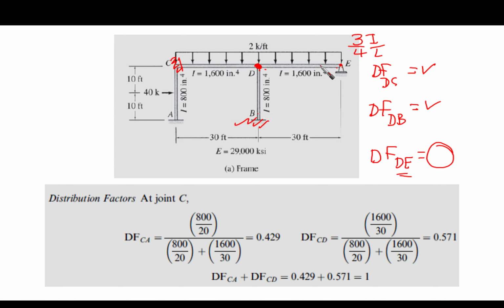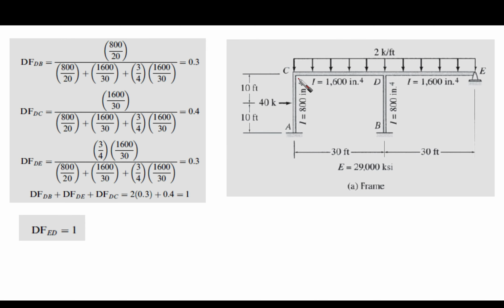3/4 of I over L would be used, or 3/4 of the common inertia or the common relative stiffness is going to be used. Okay, so now let's see how to calculate this in our case. First of all, these are the 3 members, DB, DC, and DE. The first thing to do is to put the denominator for all of them, because they are common in the denominator. So we have 3 members.